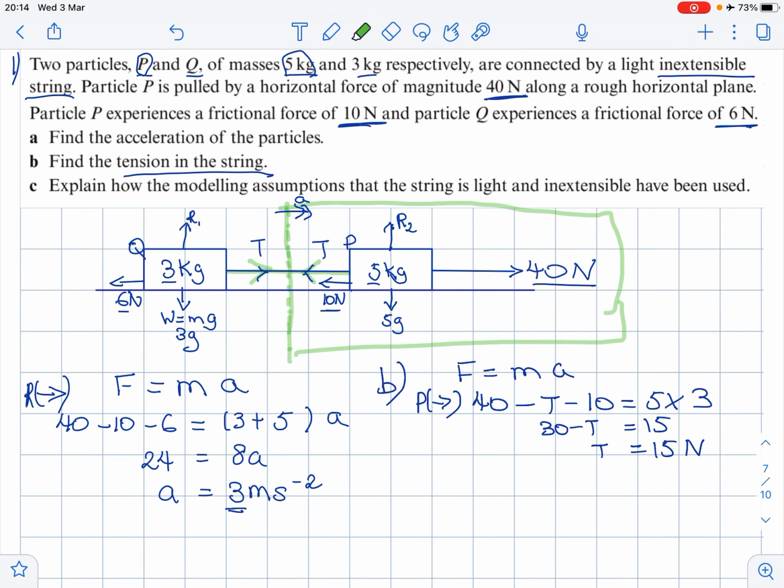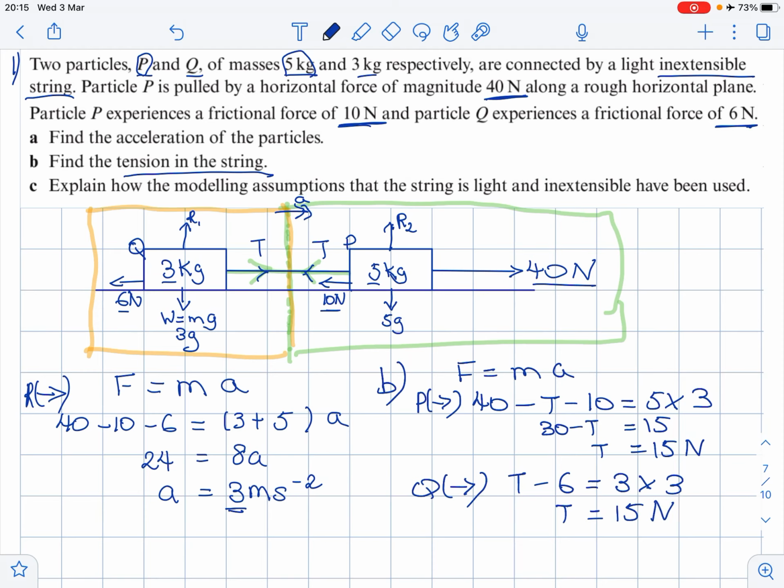We could also consider particle Q. You would get the same answer in the tension. So if we're considering particle Q, again, we know the direction traveling is to the right. So the forward direction is just tension, then minus your friction, which is 6, equals mass, which is 3, times your acceleration, which is 3. So again, your tension in the string is 15 newtons.